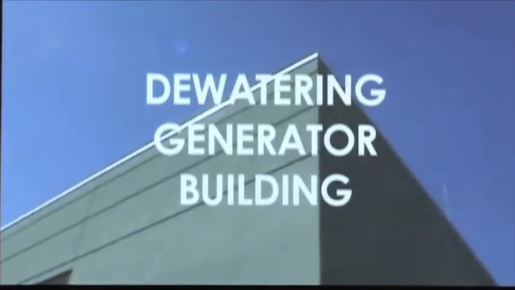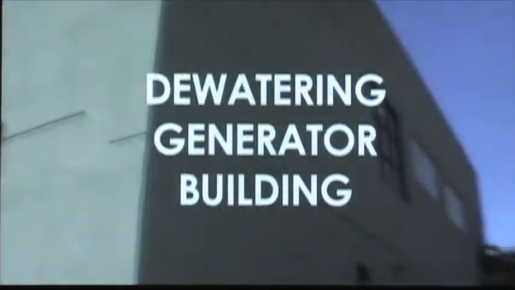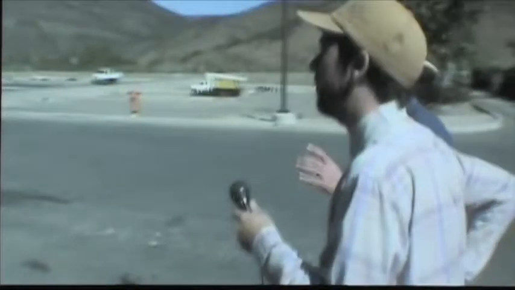And what are we coming up to right here? There are actually 2 things in this building. One of them is the dewatering generator building. And so in the event that the power goes out, we'll deal with that first here. In the event the power goes out, we have the capability of completely going off the Edison line.